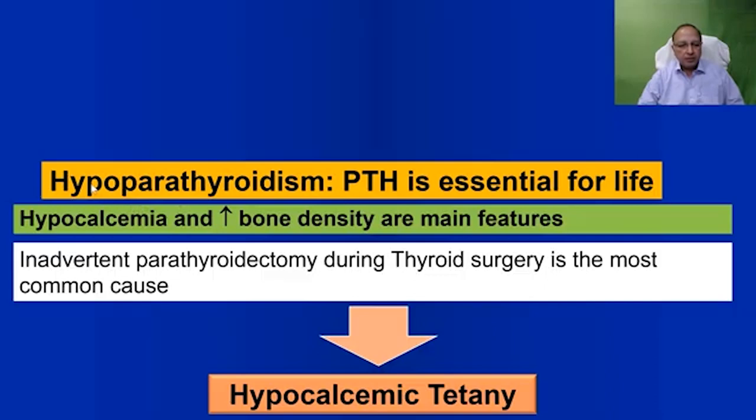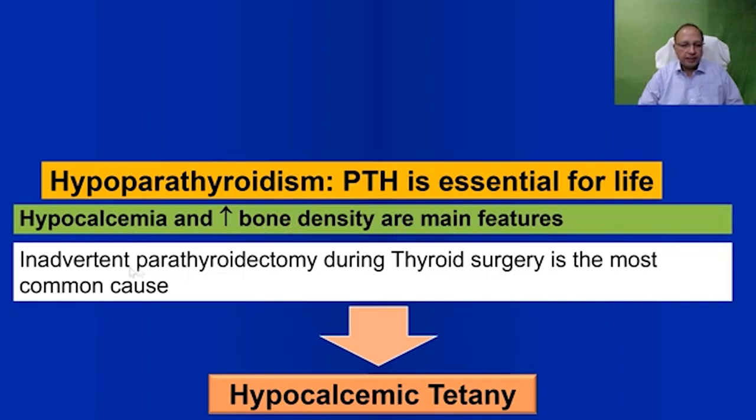Now coming on to the opposite, that is hypoparathyroidism. We know that parathormone is essential for life, and when there is hypoparathyroidism, there will be a decrease in the level of calcium in the blood. And we also know that calcium is very important for the maintenance of the resting membrane potential of all the excitable cells, that is the muscles and the nerves, etc. So when there is hypoparathyroidism, there is also hypocalcemia, and there will be an increase in the bone deposition, and the bone lytic activity will be reduced. So there will be increased bone density, but there will be hypocalcemia.